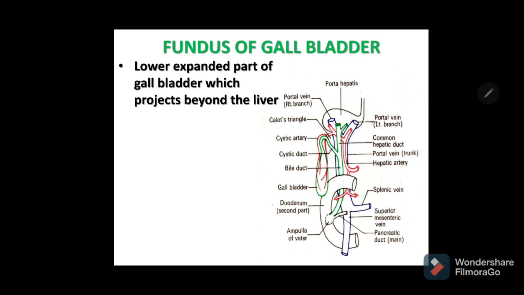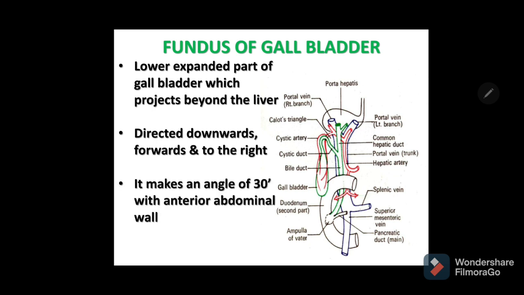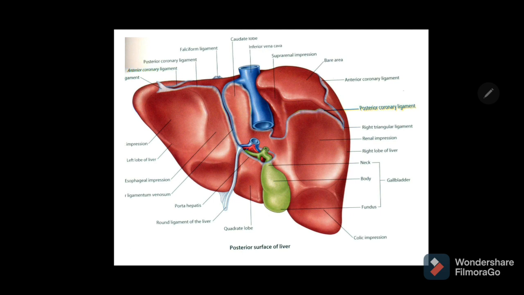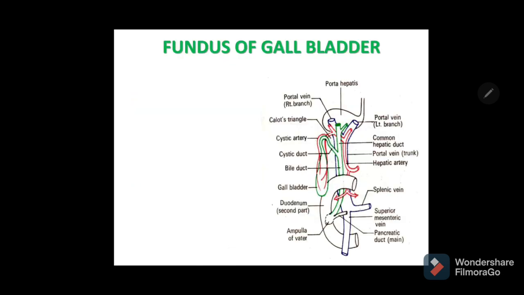Coming to the fundus of the gallbladder, it is the lower expanded part which projects beyond the inferior border of the liver, directed downwards, forwards and to the right. It makes an angle of 30 degrees with the anterior abdominal wall, and is completely covered by the peritoneum. It is closely related to the right ninth costal cartilage and anterior abdominal wall. That's why in case of acute cholecystitis, there is sharp pain in the right hypochondrium during inspiration.